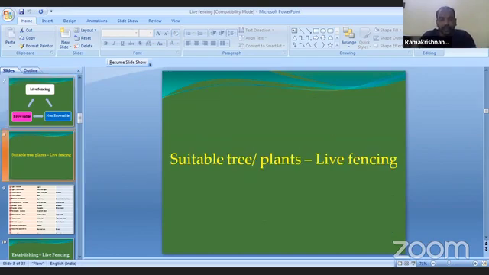Next, suitable tree plants for the land. What are the suitable tree plants? We discussed the previous slides categorically. What are the categories? Non-browsable, browsable, thornless, like that. That is it.